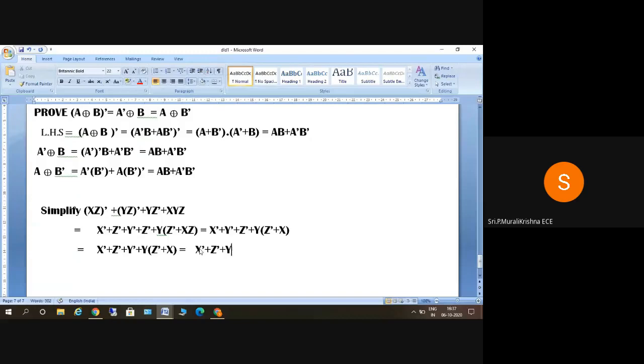So x is y bar plus y is z bar plus x. Z bar plus x. Okay, so z bar plus z bar is z bar, and here x plus x bar. So what is x plus x bar? 1. Yeah. So 1 plus y bar plus z bar. Anything plus 1 is equal to 1. So the answer is equal to 1.